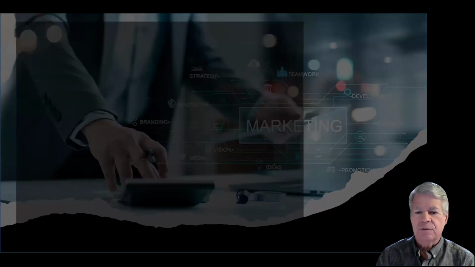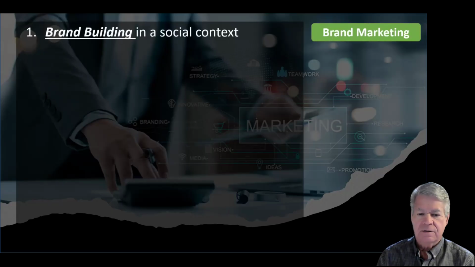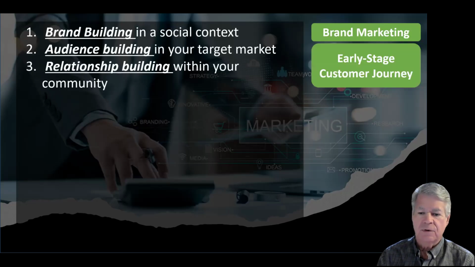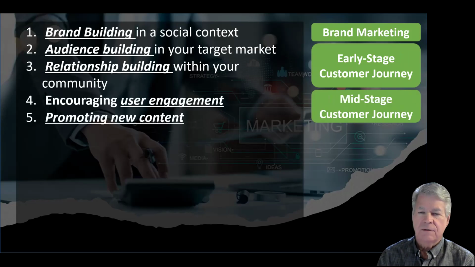Consider the following objectives when designing non-promotional and promotional content for all types of campaigns at different stages in the customer journey. We saw these in our video Digital Media Strategy Basics and our micro course Owned and Custom Audiences. Here we're going to connect these secondary objectives to stages in the customer journey. Brand building in a social context supports brand marketing. Audience building in your target market and relationship building within a larger community support the early stages of the customer journey. Encouraging user engagement and promoting new content support mid stages of the customer journey.